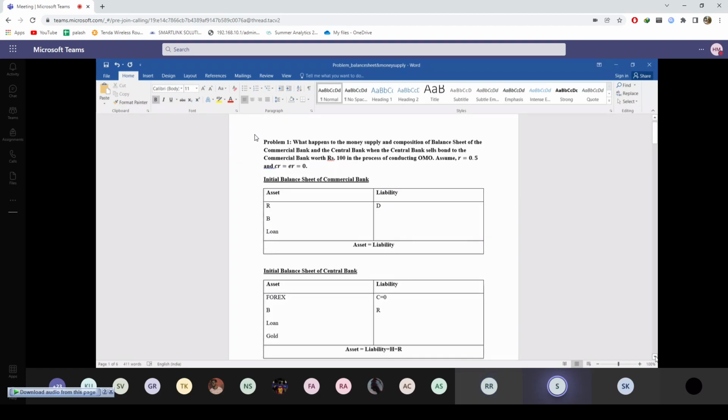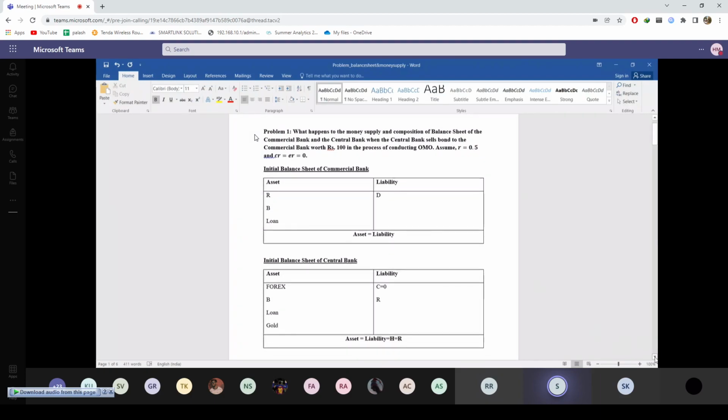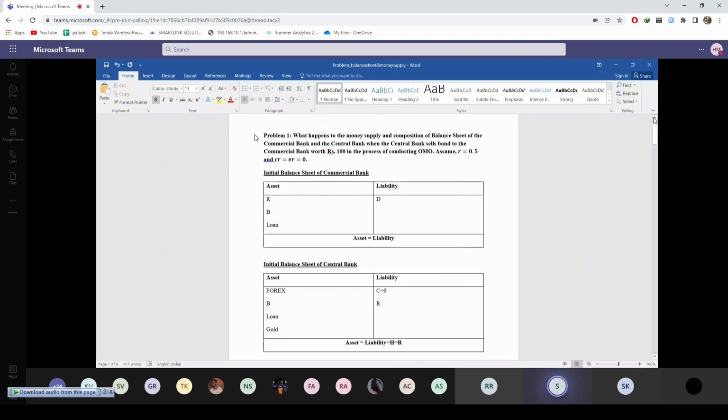Okay, the two problems we will do. First of all, this open market operation over here, and then something called sterilization that we are going to do today. Okay, anyway, so this is basically the problem. I think everybody should do it today.